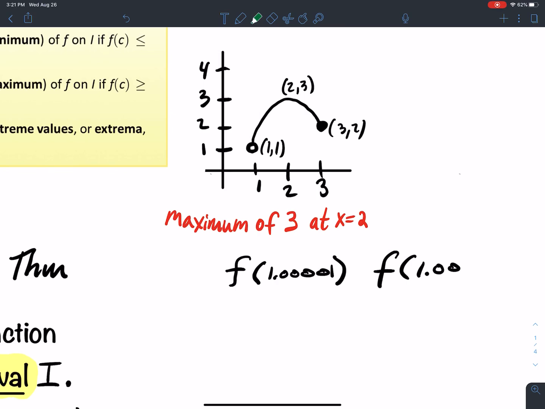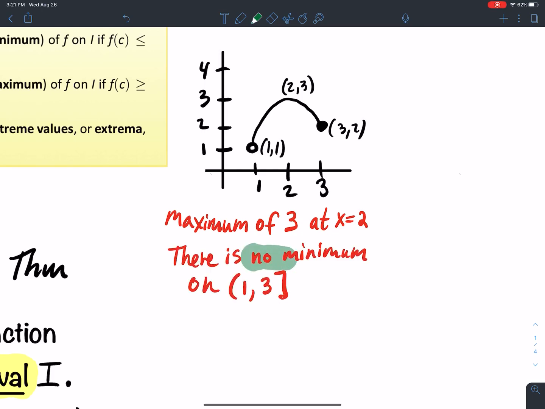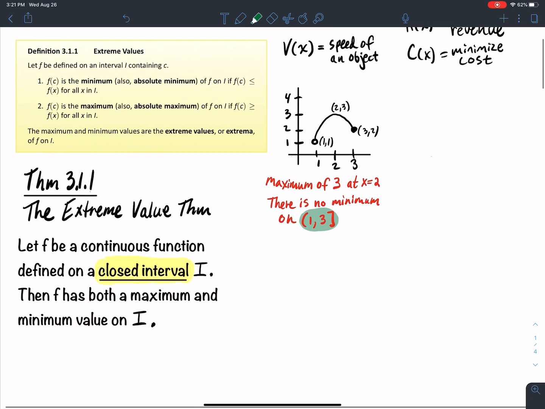So that's kind of why it falls apart. All right, so you can kind of think of it that way. There is no minimum on this interval because it's an open interval. It does not satisfy the theorem. It has to be a closed interval. This is an open interval. Okay, so that's why it falls apart.